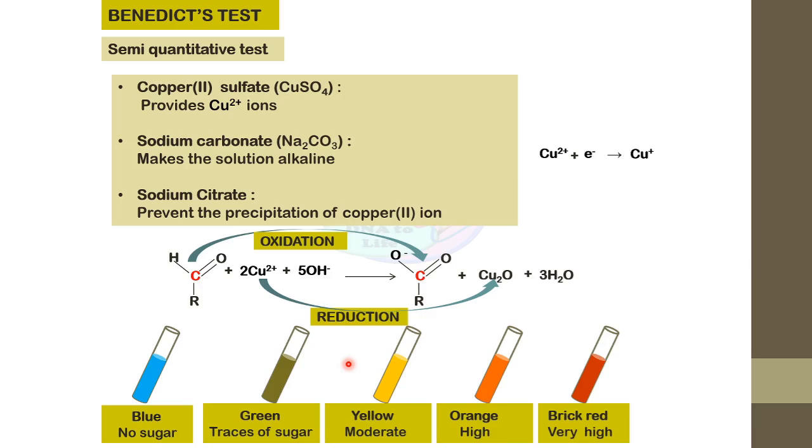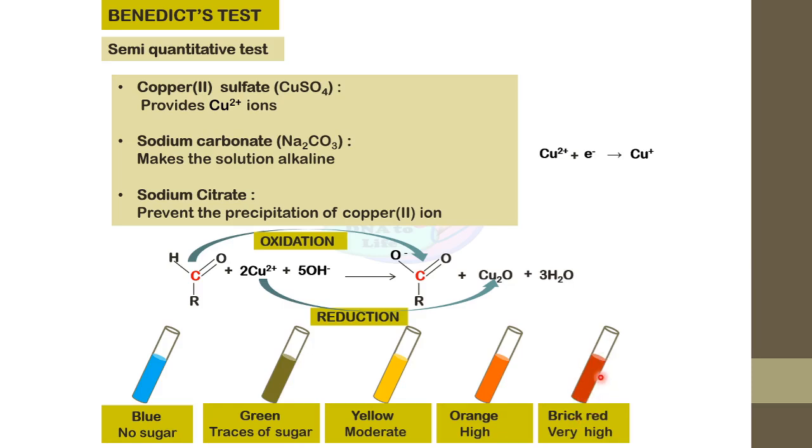It differs from the Fehling test in that in the Fehling test, if reducing sugar was present, we got a brick red color, but in the Benedict test we get different colors on the basis of the concentration of sugar present. If there is no reducing sugar present, we get a blue color. If a trace amount of sugar is present, we get green color. If we have a moderate amount of sugar in our sample, we get yellow color. If we have a high amount of sugar, we get orange color. And if we have a very high amount of sugar, we get a brick red precipitate.